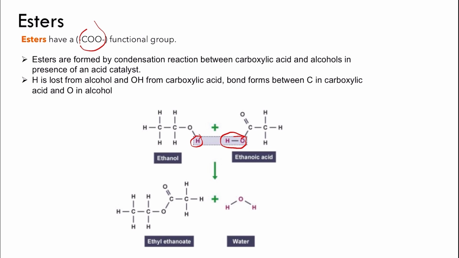If you have something like ethanol and ethanoic acid and they react together in a condensation reaction, OH will be removed from the ethanoic acid and the hydrogen, and they will combine together to give you the water molecule, and then the oxygen from the ethanol will be bonded to the carbon from the carboxylic acid and they will give you the ester with this functional group, the ester functional group.